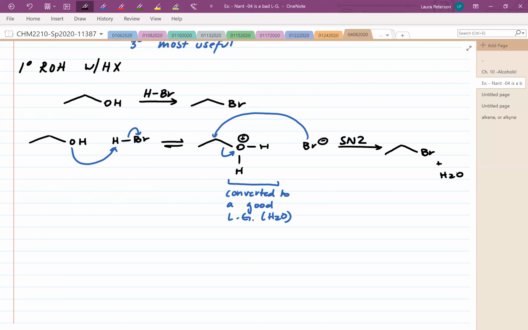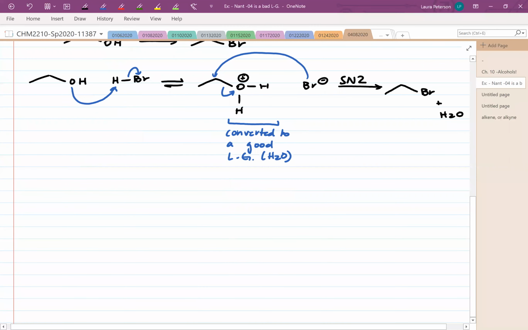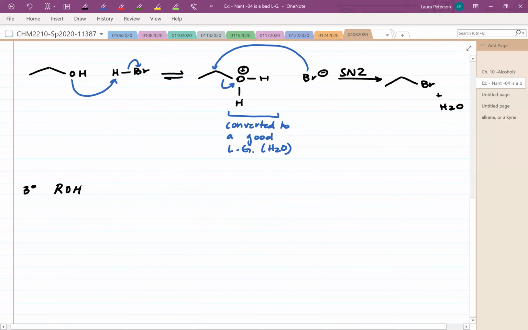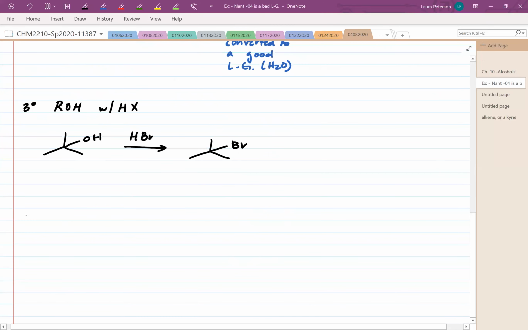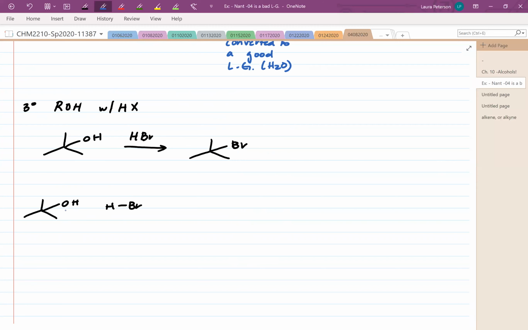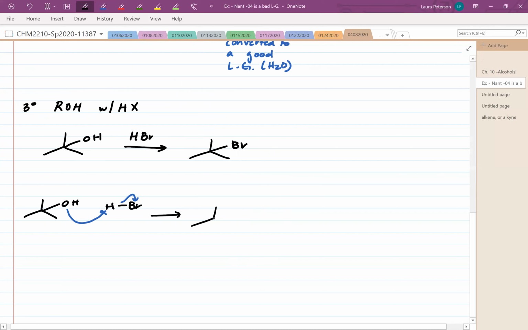We're going to skip over secondary for now, and let's look at the mechanism for tertiary alcohols. After we look at this mechanism, we'll go ahead and be done today. Let's take an easy-to-draw tert-butanol and react this with HBr. Our product would be this tertiary bromide. Again, we can't directly do an SN1 reaction on our alcohol, so the first thing we're going to do is protonate our OH to turn it into a good leaving group. Once we've protonated, we will have a good leaving group.